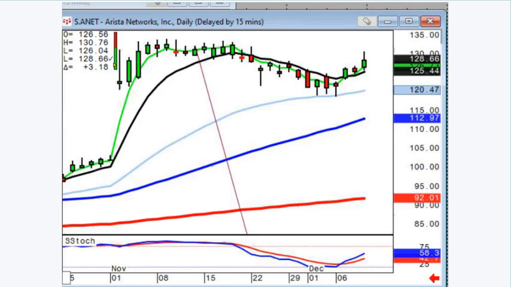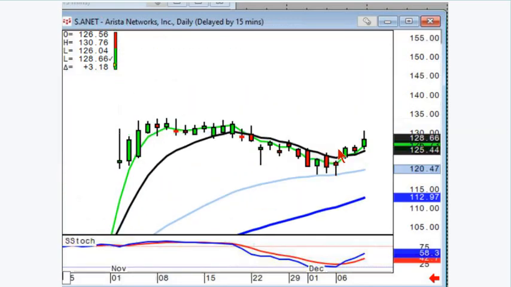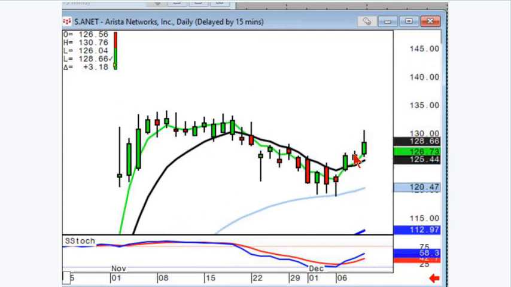ANET. There's your best friend, gap up off the 34. Kind of a doji sandwich. I would suspect they're coming back up to this level.